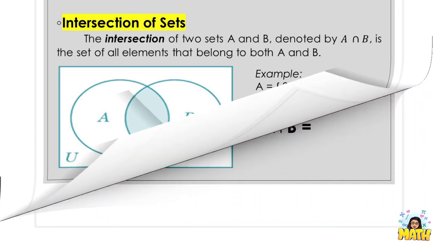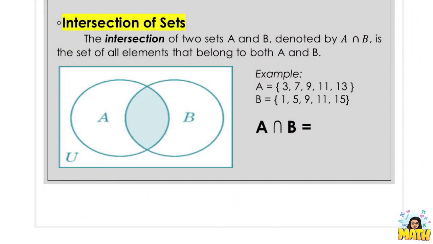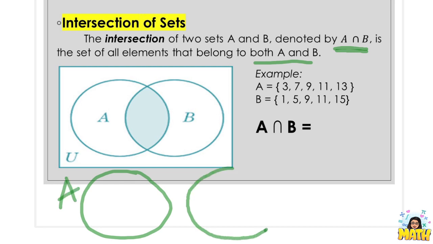So let's have the first one, the intersection of two sets. Kapag sinabing intersection, ang symbol nito is denoted by this U na pababa. It is the set of all elements that belong to both A and B. That means common sa set A at sa set B. Now, suppose this circle is for set A while this circle is for set B. So let's put the elements inside the circle.